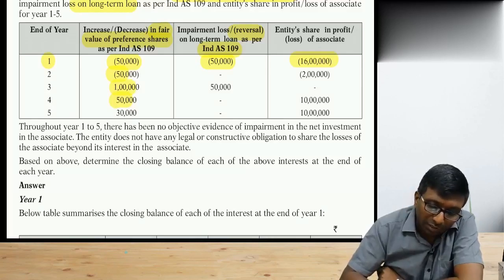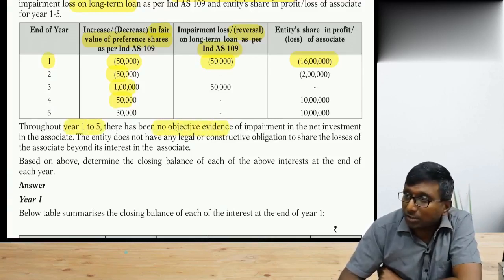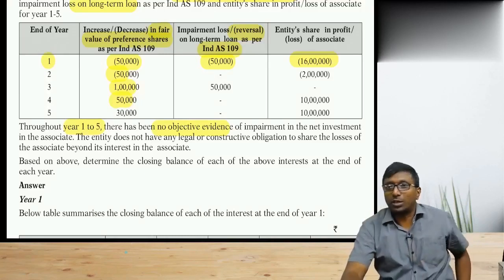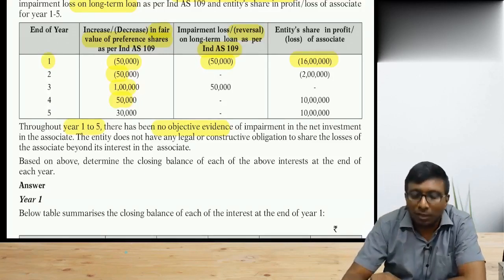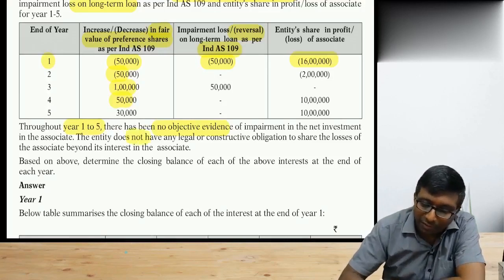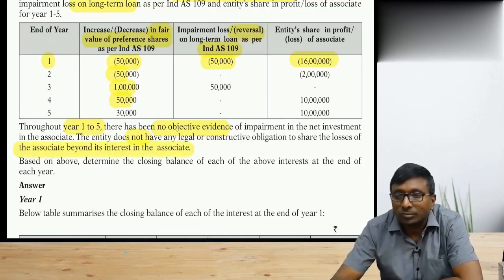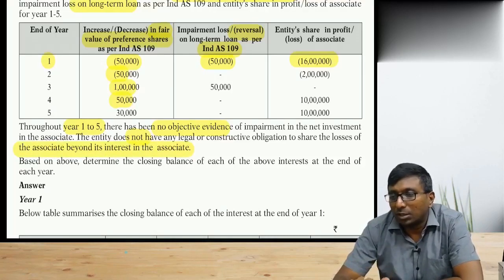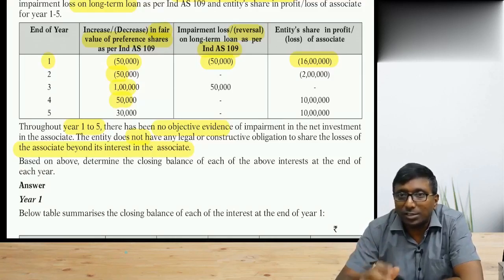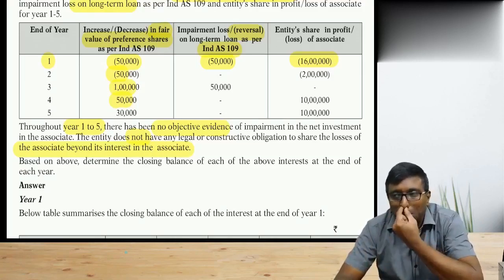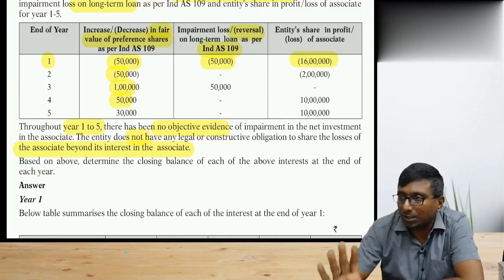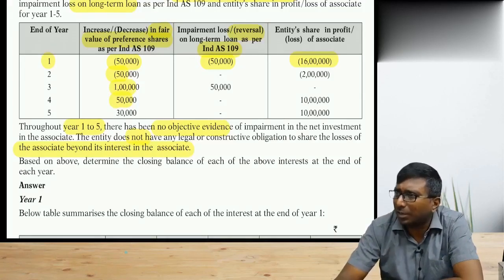Now, throughout years 1 to 5, there has been no objective evidence of impairment in the net investment in the associate. So no investment amount needs to be charged to P&L, since no such evidence was found. The entity does not have any legal or constructive obligation to share the losses of the associate beyond the interest in the associate. Means what? Maximum it will become 0. If that other company goes into liquidation, we are not responsible to pay even 1 paisa. That's normal company liability, limited liability.